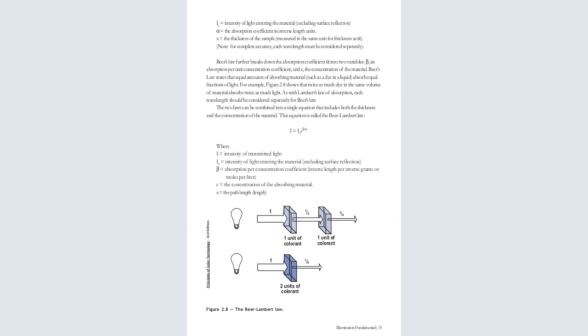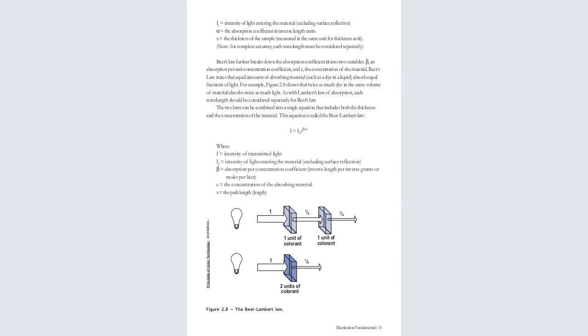So intensity I is the intensity of light entering the material, excluding the surface reflection. And then alpha is the absorption coefficient in inverse length units. X is the thickness of the sample, measured in the same length units. And then note, for complete accuracy, each wavelength must be considered separately.